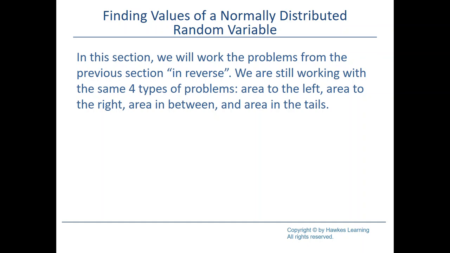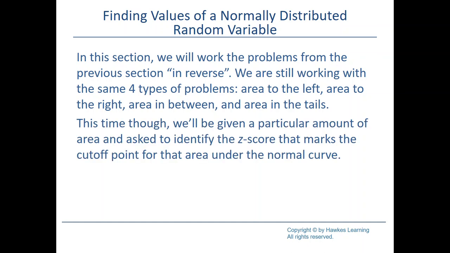So we're still working with those same four types of problems, which is the area to the left, area to the right, area in between, and the area of the tails. Okay? However, this time a particular amount of area is what you're going to be given, and you're asked to identify the z-score that marks that cutoff point for the area under the normal curve.